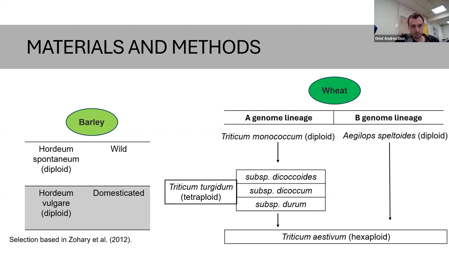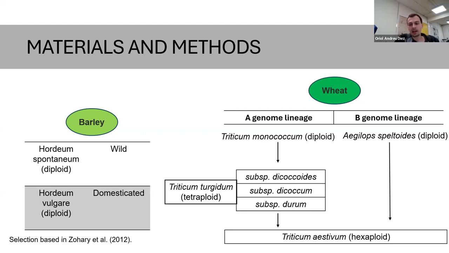gene bank, that are Triticum monococcum from the diploid section. From the tetraploid section, there are several species, and we chose three: the subspecies dicoccoides, that is the wild one, the domesticated one, that is dicoccum, and the superspecies durum, that is the pasta wheat, that is also very, very used. And then the last one is the Triticum aestivum, hexaploid.